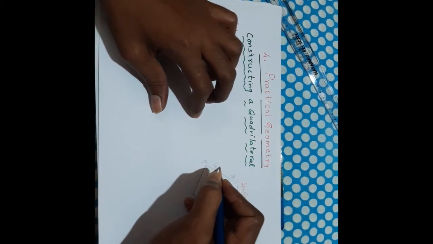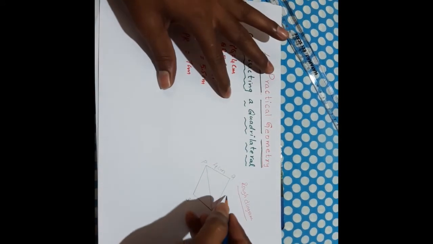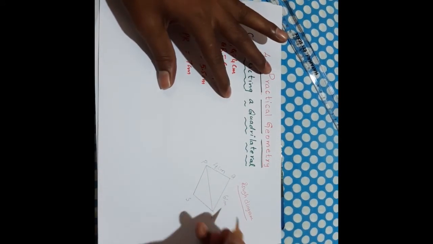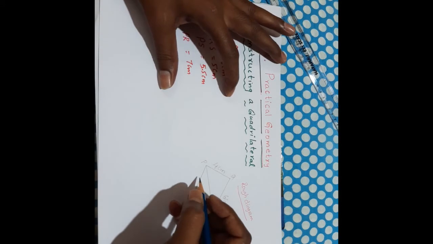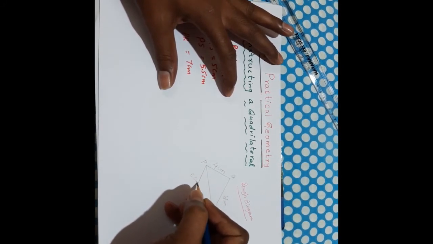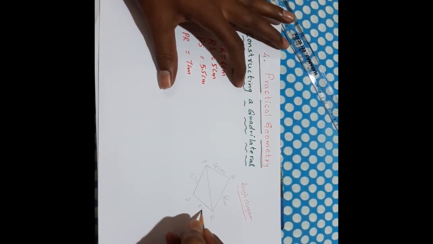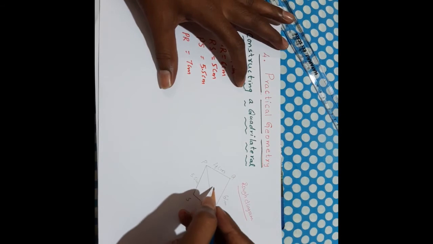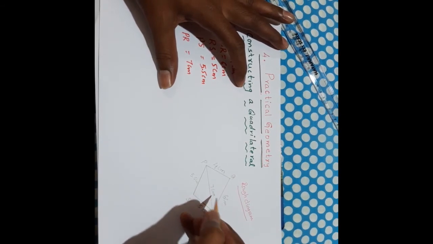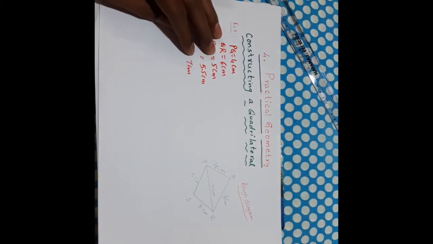PQ they given 4 centimeter. QR is 6 centimeter. PS is 5.5 centimeter, and SR is 5 centimeter, and PR is 7 centimeter. So by using these measurements, we are going to construct a quadrilateral, right, children?